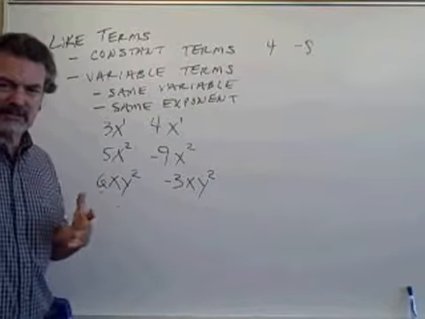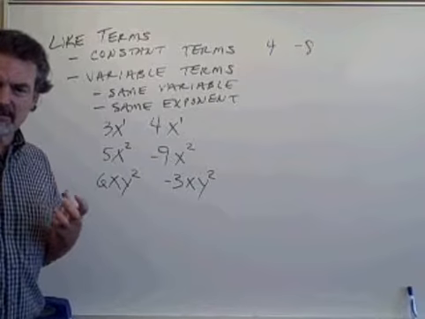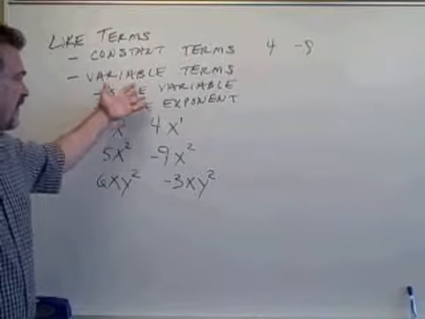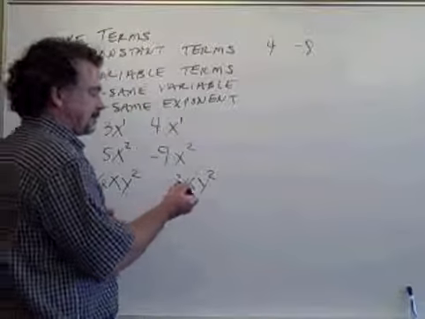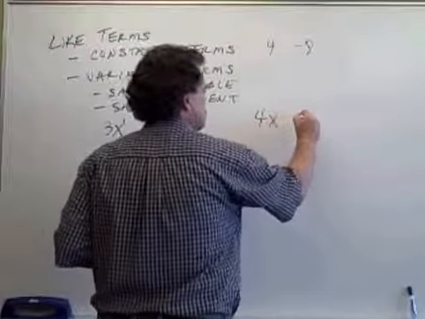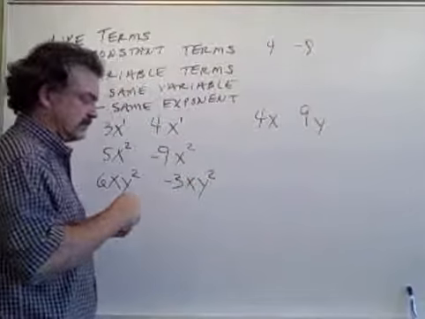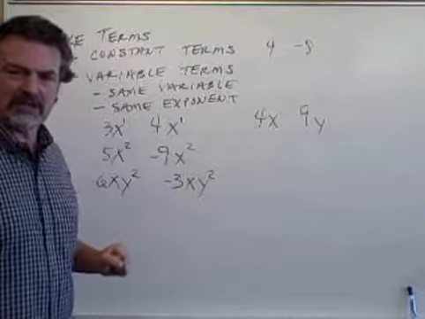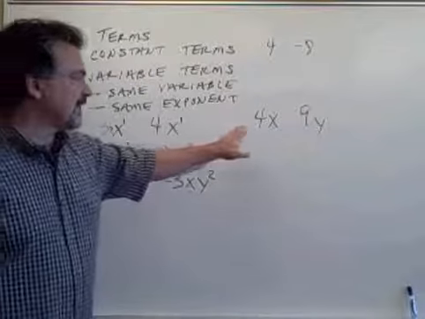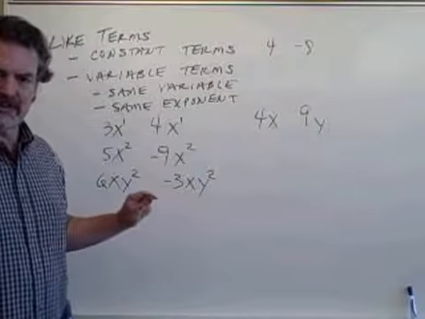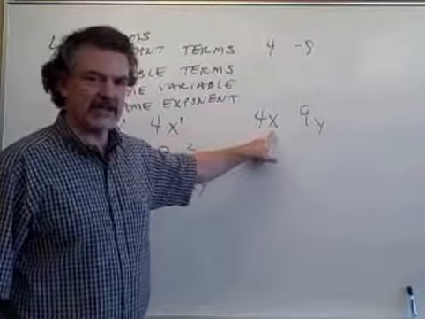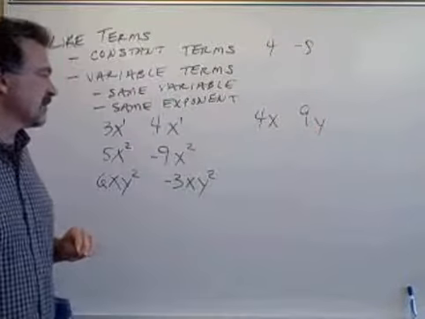Now, let me give you some examples of terms that would not be considered to be like terms, and see if you can pick out where it fails the definition. These terms would not be considered like terms. And I think you can see the reason they would not be considered like terms is because they don't have the same variable. This term has x, this term has y as its variable.